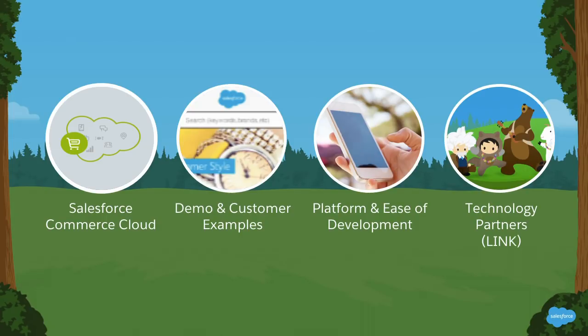So first, we're going to talk about an introduction to Commerce Cloud. We're going to do a demo and show some customer examples. And then we're going to drill down into the platform and show its ease of development and how you can develop with Commerce Cloud, and do a demo there that shows some basic functionality. And lastly, we'll end with how you can plug into our partner ecosystem, which we call Link, our extensible platform of technology partners.